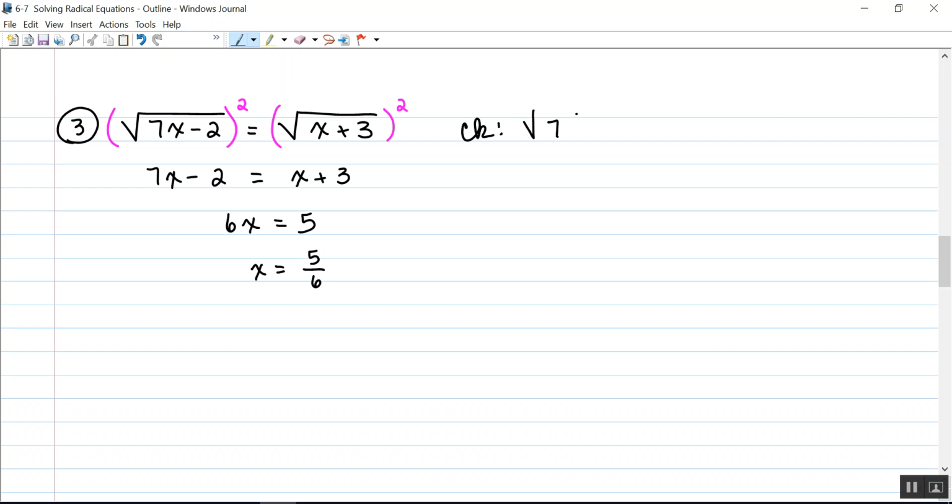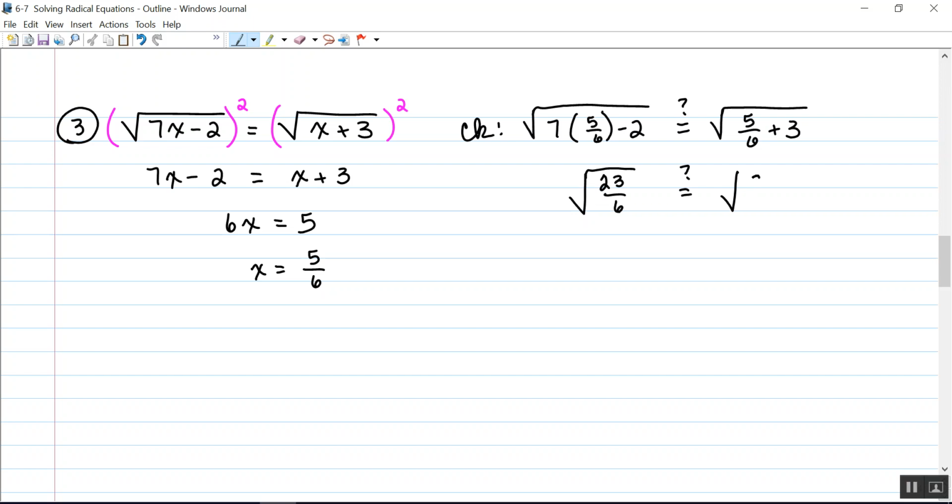Now, we do have to check this, and this is going to be a little bit of a nasty check. So is the square root of 7 times 5/6 minus 2 equal to the square root of 5/6 plus 3? What I would recommend you do is grab your calculator and figure out what's underneath the square root there. When we do that, we get the square root of 23 over 6. Is that equal to the square root of, and when we do this in our calculator, we get 23 over 6. Indeed it is. And so it does check, and x is equal to 5/6. Again, just do this in your calculator. Don't worry that it's a funny looking answer. You just have to have the same thing on each side of the equal sign.